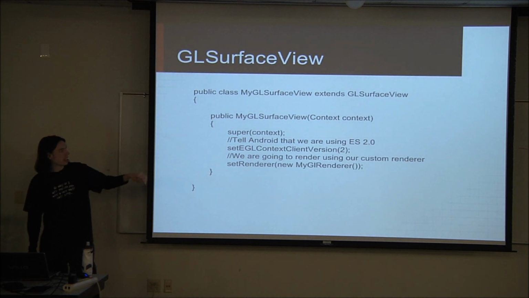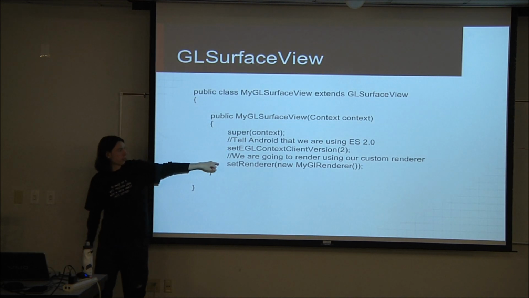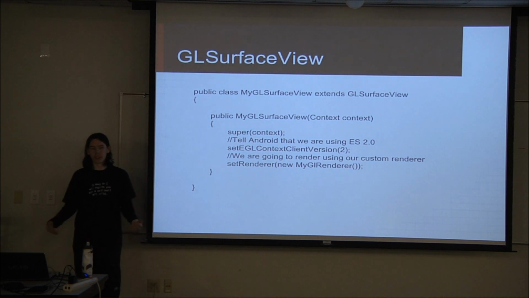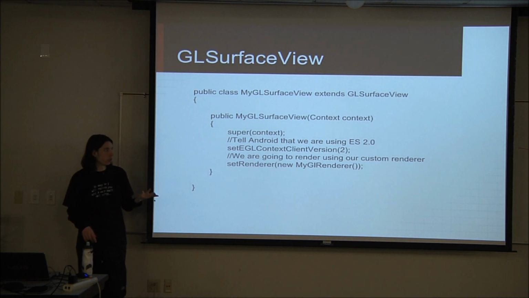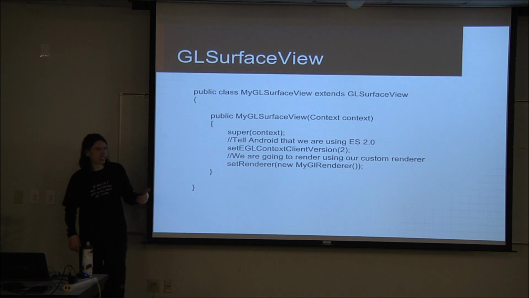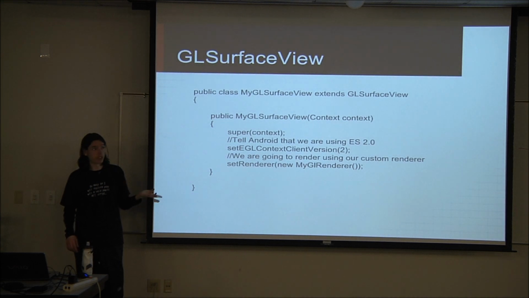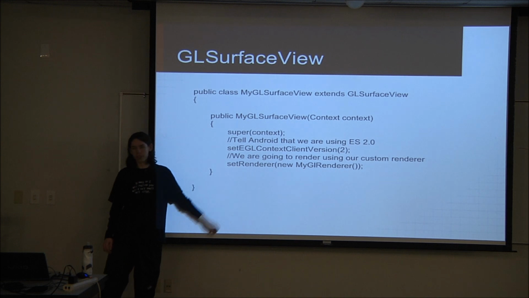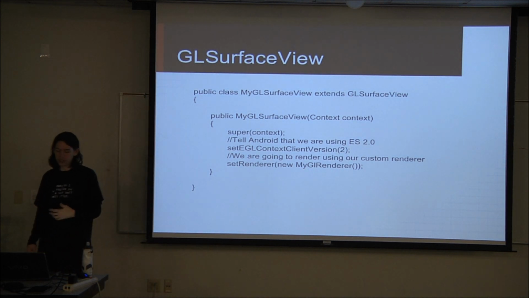So basically, you're telling the base class what context you're using. Then you're going to call setEGLContextClientVersion. I want to use 1, 1.1, or 2. So in this case, we're going to use client version 2, GLES 2. There's 3.0 that should be coming out eventually. And then you're going to tell it what renderer to use. In this case, we're going to use our own custom renderer.